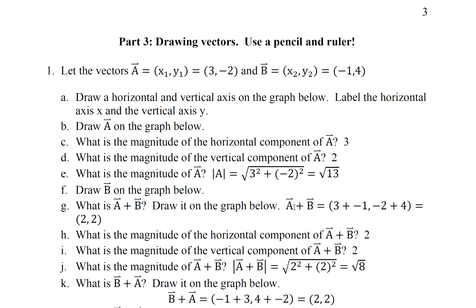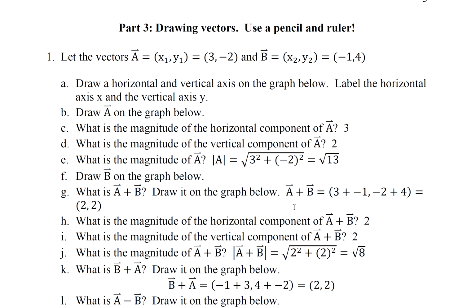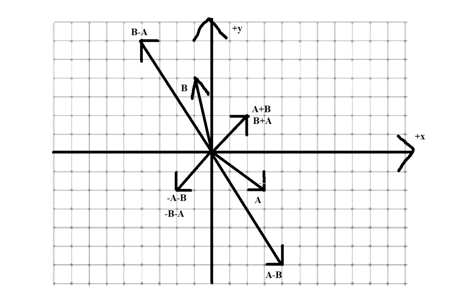Part C, what is the magnitude of the horizontal component of A? It says horizontal component, so that's 3. Part D, what is the magnitude of the vertical component of A? Remember, magnitude is a number, no direction. It's always positive. So the answer is going to be 2. Part E, what is the magnitude of A? That's the square root of 3 squared plus minus 2 squared, which is root 13.